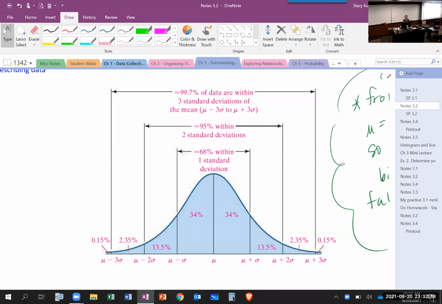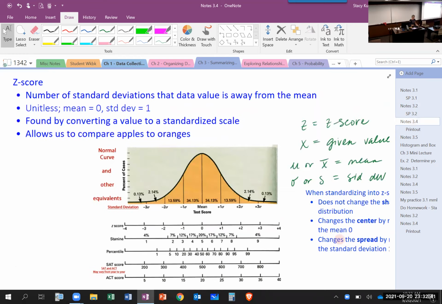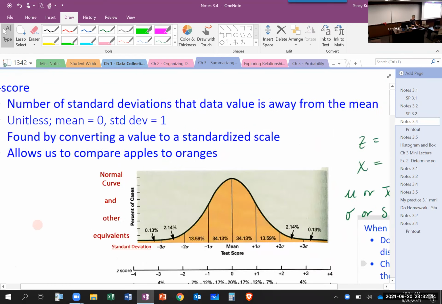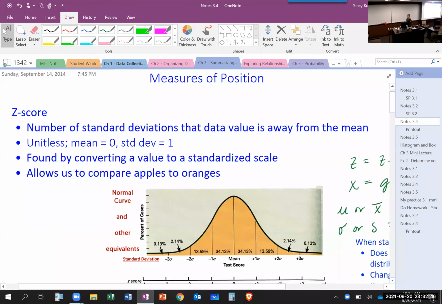And today what we're going to talk about, so we're going to talk about 3.4 and we'll cover 3.5 on Wednesday. All right, we'll cover 3.5 on Wednesday, and then you have a test over chapters 1 through 3 on Monday of next week. All right, okay. So 3.4 is talking about a little bit more specifically. We're going to talk about z-scores, and then we'll talk about quartiles.